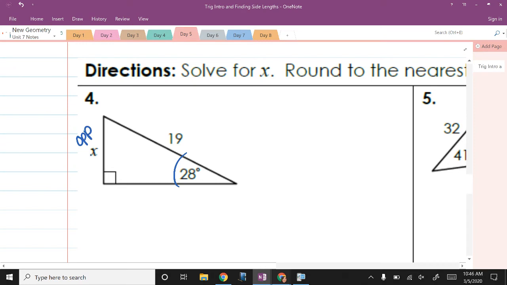And that 19 that they gave me is the what? Hypotenuse. So with SOHCAHTOA, which ratio do we need to use when we have an opposite and a hypotenuse? Sine. We're going to use sine. So we're going to set up a problem like this. Sine, and in parentheses, you're going to write your angle measure, 28.